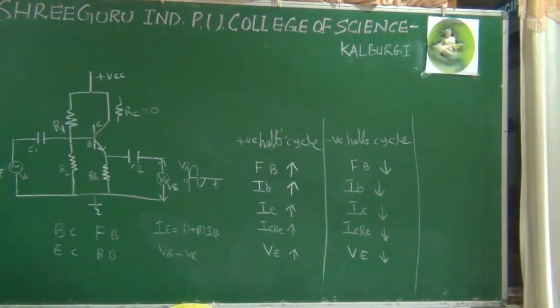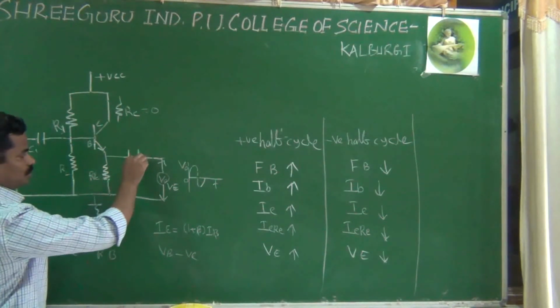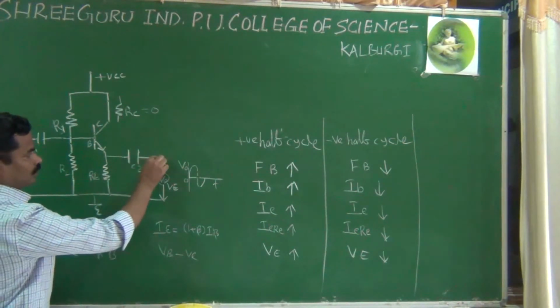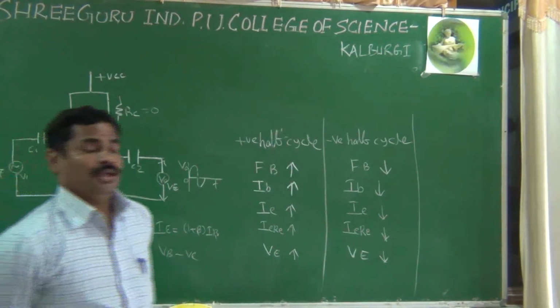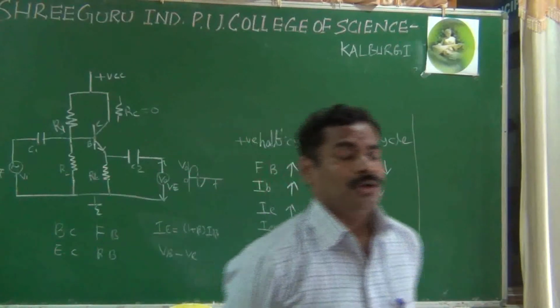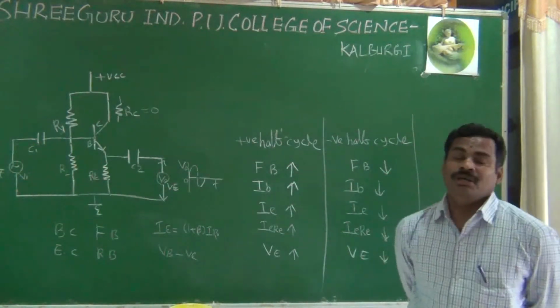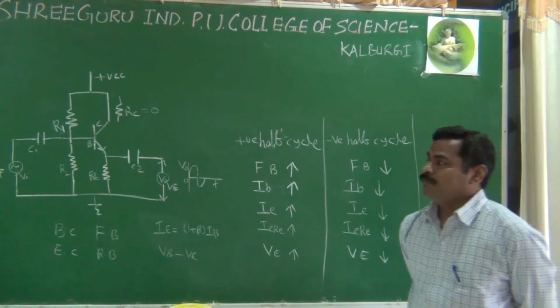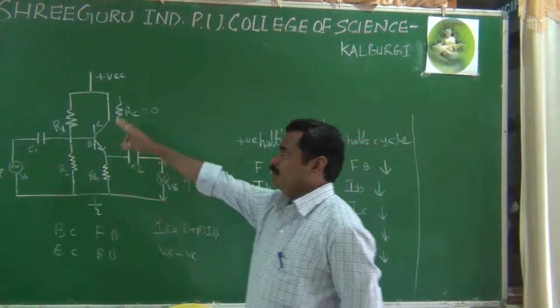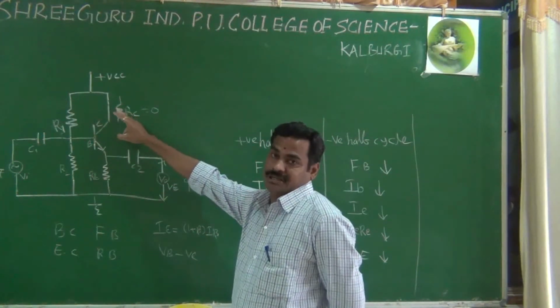Once again, see carefully. The important thing here is that many students get confused about the common collector: how the collector is common for the input as well as the output, and why it is called AC ground. Why is it called AC ground? Because you are not using any RC resistor, you are not using any resistor in the collector.